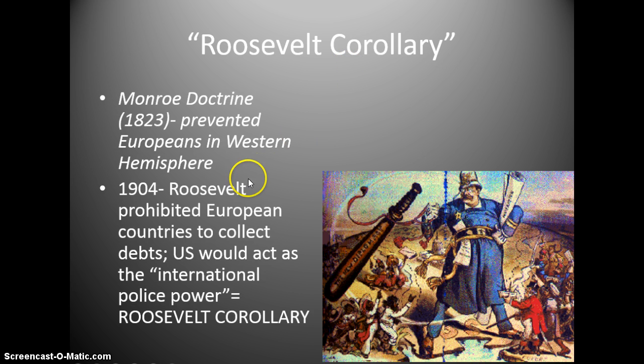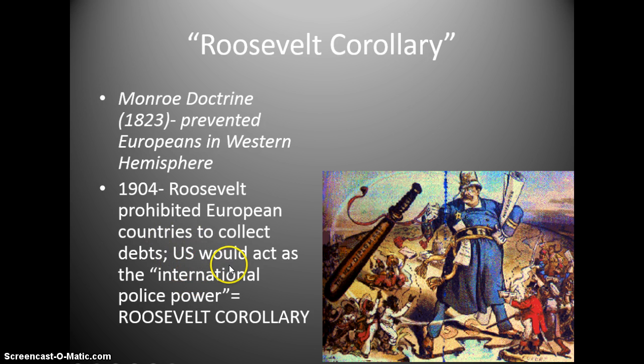Okay, it's a document. He prohibited European countries from collecting debts. So what was happening was a lot of these Latin American, Caribbean countries were borrowing money from the Europeans in order to develop their industries and build their railroads and stuff. And so what would happen is these countries a lot of the time couldn't pay back that debt. And so the European countries would say, well, because you can't pay your debt, now we're going to invade your country. So Theodore Roosevelt says, no, you know what? You're not going to be able to collect these debts.